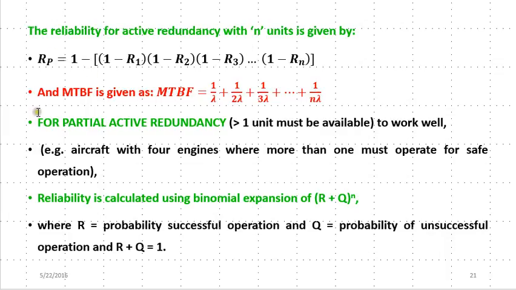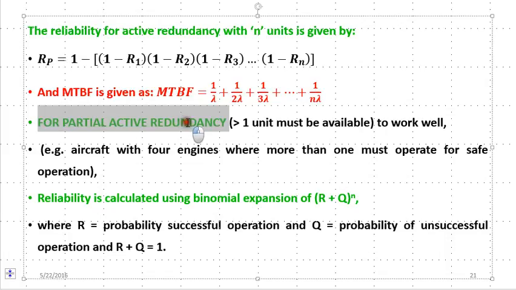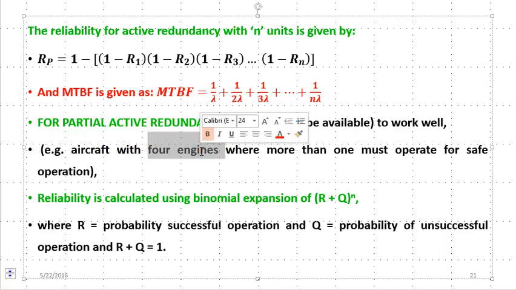Next, we have partial active redundancy. The partial active redundancy is the one in which we have more than one unit connected in parallel, but we don't expect all of them to be energized at the same time; we require at least more than one to be activated at that time. For instance, if you look at an aircraft, it normally has up to 4 engines, and for that aircraft to successfully fly and land without any problem, there is need for more than one of these 4 engines to be working.